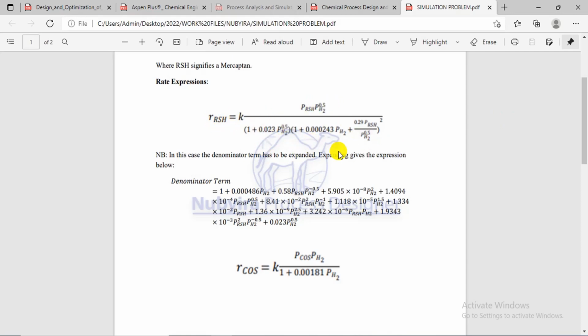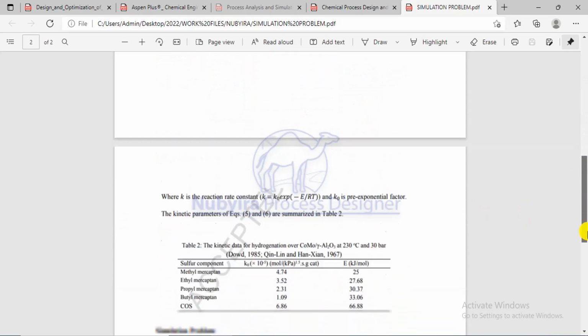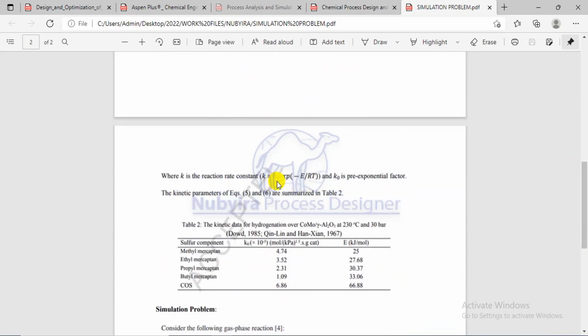Now K is equal to K naught exponential minus E over RT. Now from this table we have K0, which is K naught, right? And we also have activation energy, which is E. So simply put, we can extract both our K values and our activation energy from this table for each of the equations.